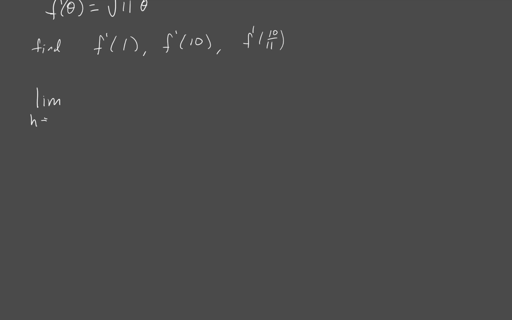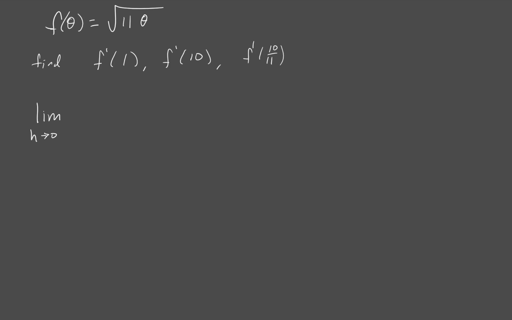And so we're going to calculate the limit as h goes to 0. And it's not going to be x, but it's going to be theta plus h. So it's going to be the square root of 11 times theta plus h minus the square root of 11 theta, over h, right? So I've plugged in the variable plus a little bit into the first one, just the variable into the second one, and divided by that difference. And now we need to evaluate this.